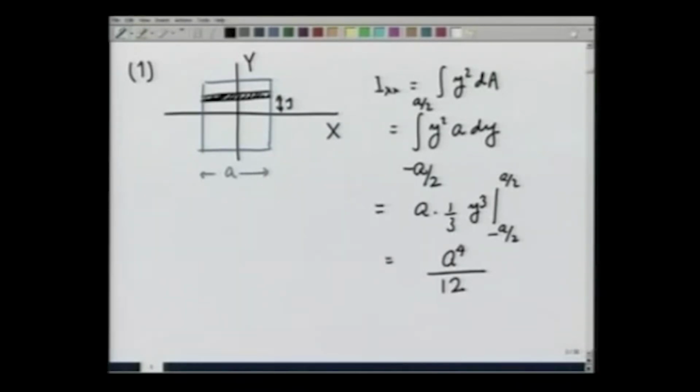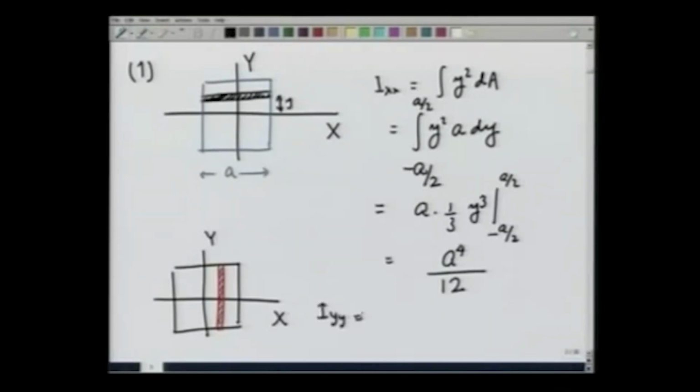Similarly, to calculate Iyy, this is the square. I choose a strip like this and calculate Iyy as the integral of x square dA, which in this case would become the integral of x square a dx from minus a by 2 to a by 2, and this also in this case by symmetry would come out to be a raised to 4 over 12.